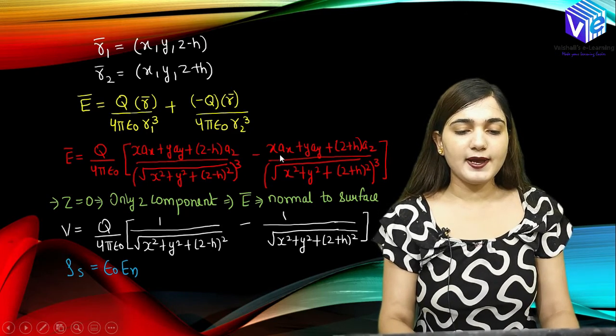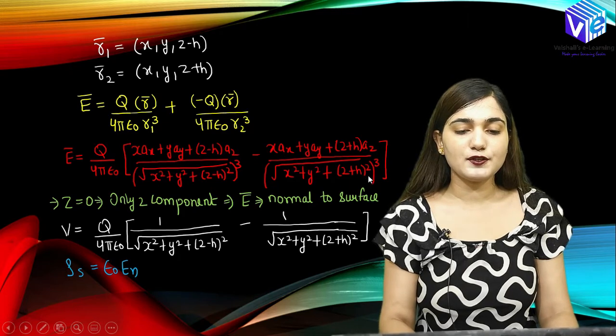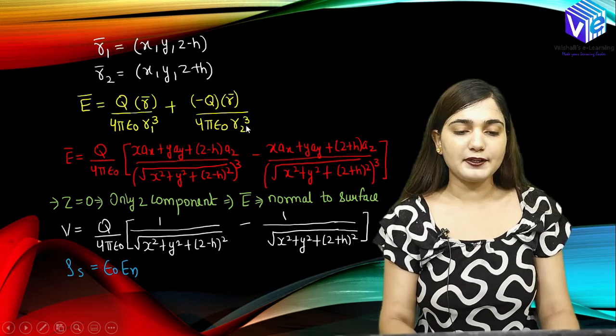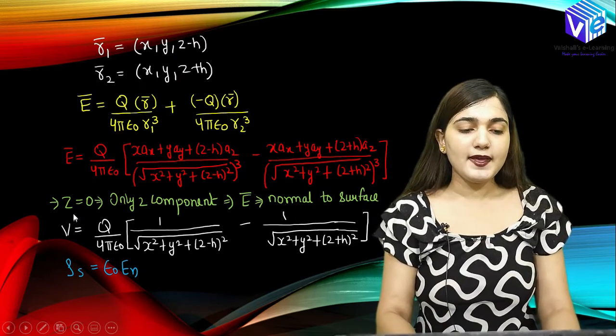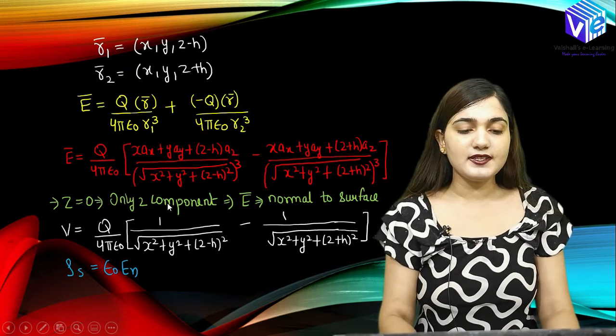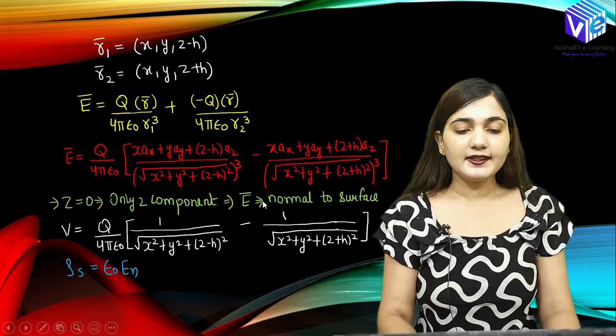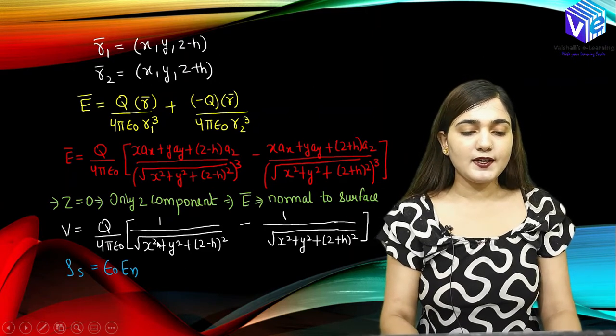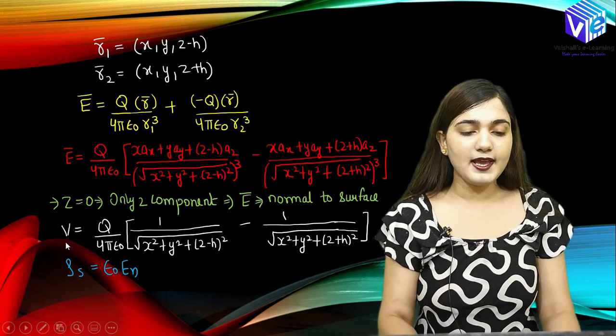Similarly here we have minus x ax plus y ay plus z plus h az and under root x square plus y square plus z plus h whole square over the power 3. So overall we have the cube of magnitude of r2. So now when the z is 0, we have only z component. Then at that time we will be having the E, which is normal to the surface, right? So at that time we can find out the V as well.